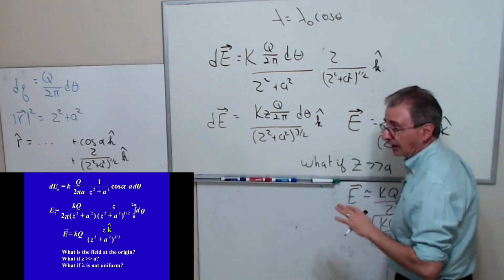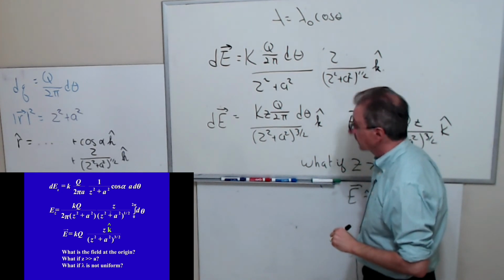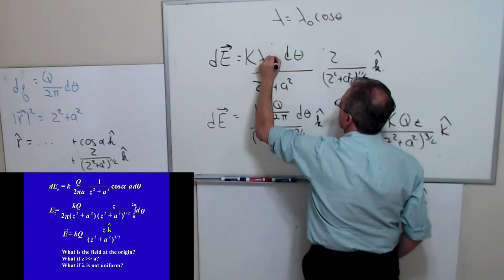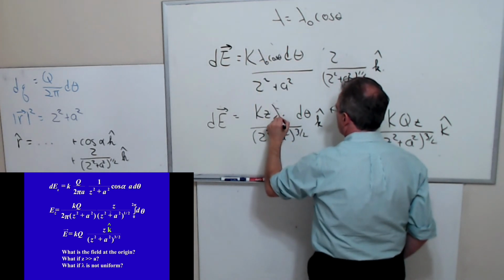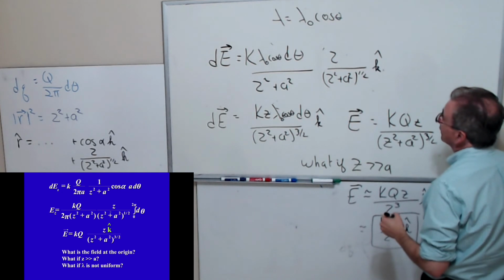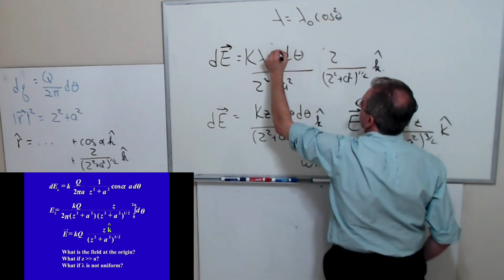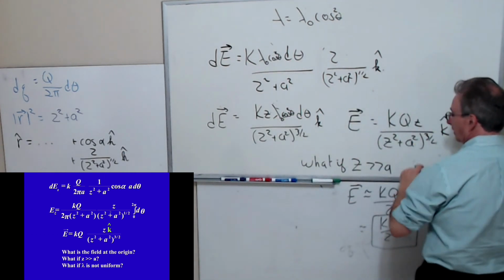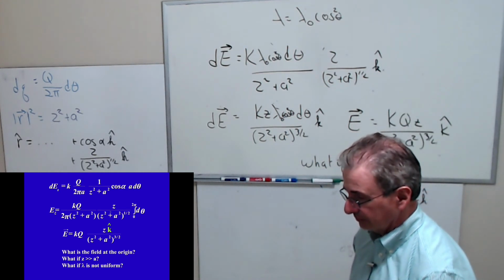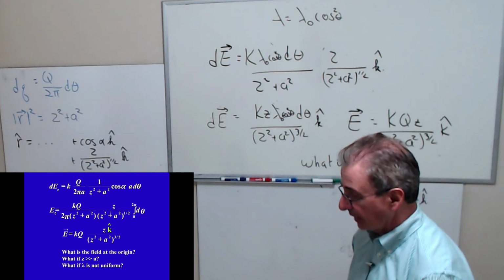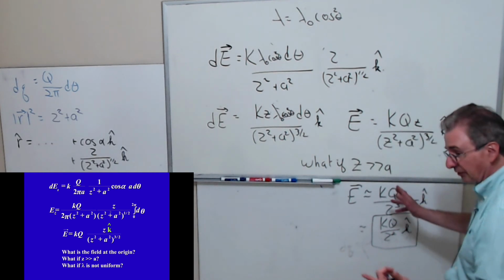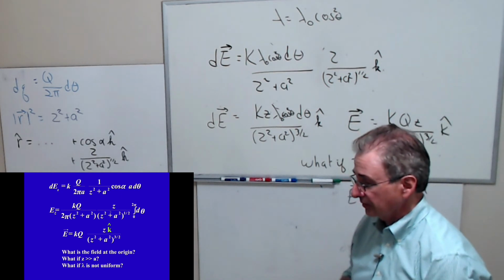So if lambda depended on angle, then you'd have a cosine theta in here. That's a bad choice, actually. Let me make it cosine squared theta, because if I made it cosine theta, the answer would be 0. Then you'd have to integrate cosine squared from 0 to 2 pi. And the equation does show that the field is 0 at the origin, which agrees with what we said before. All this checks out.